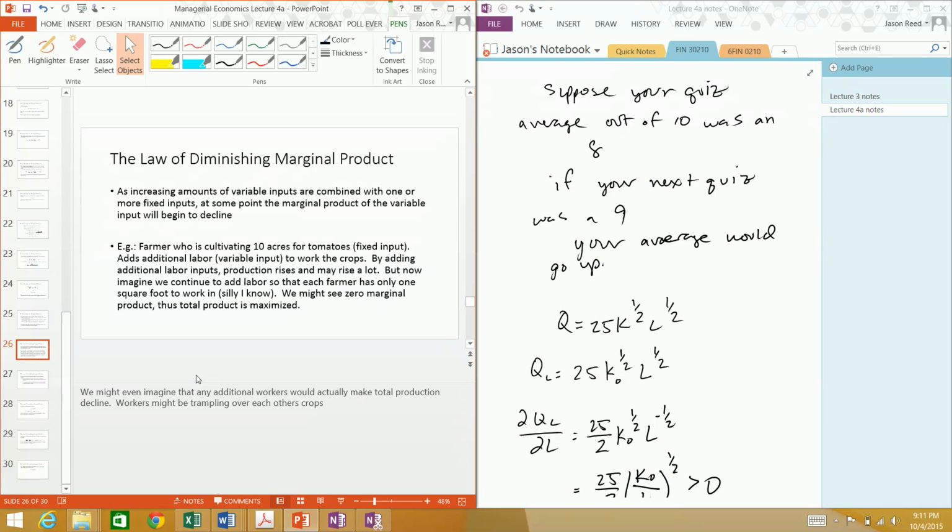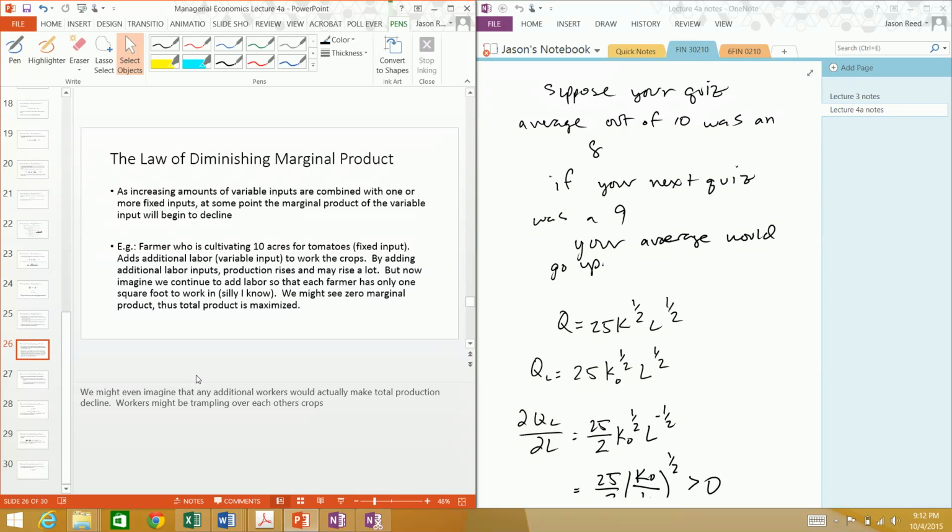What we next look at with our Cobb-Douglas production function is the law of diminishing marginal product. We know what this definition means for us. As increasing amounts of variable inputs are combined with one or more fixed inputs, at some point the marginal product of the variable input will begin to decline.